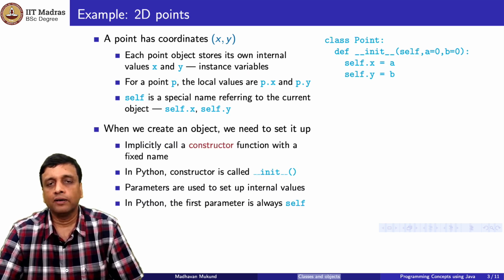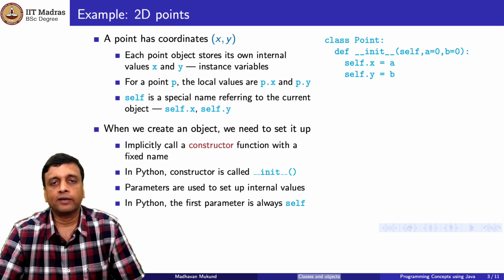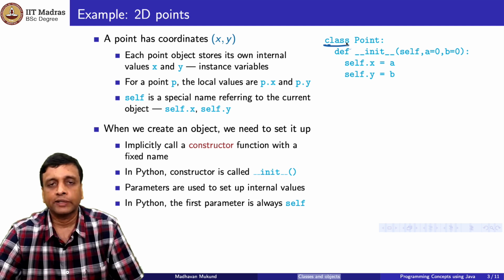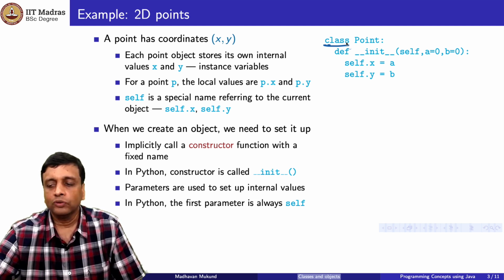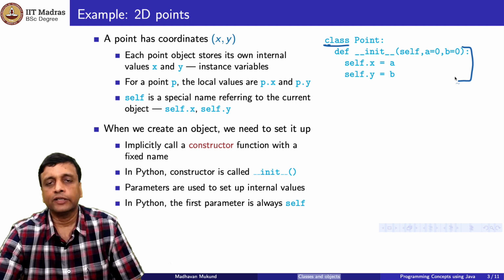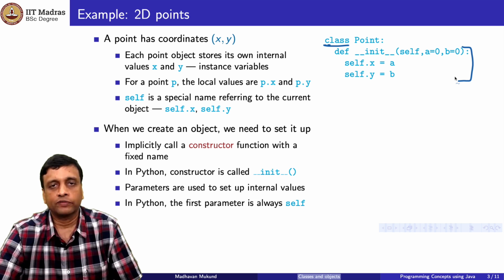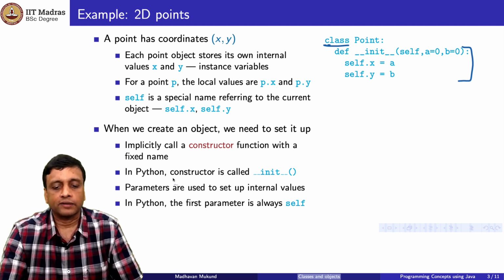So here is a simple starting point for this point class in Python. We use the word class to denote that we are starting with a class definition. And this is the first thing that you need, because when I create an object, I need to set it up. I need to initialize the values of the variables. Normally, remember that these values are supposed to be private. They are supposed to be internal to the object. So I should not have a direct way of initializing them. So then we call what is called a constructor.